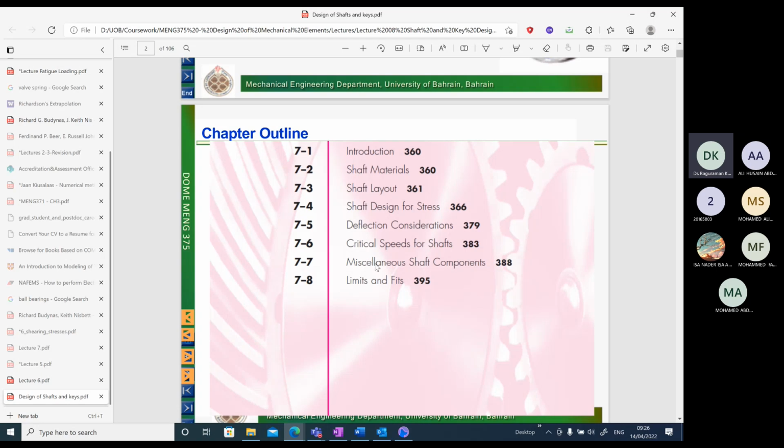Whenever you put a keyway inside the shaft, it leads to stress concentration effects, and we should know what type of shaft components we should select. In addition, usually we provide an interference fit between the shaft and bearings. So in that case, we need to have standards corresponding to the tolerances and fits for shafts. So we will study something about limits and fits as well.